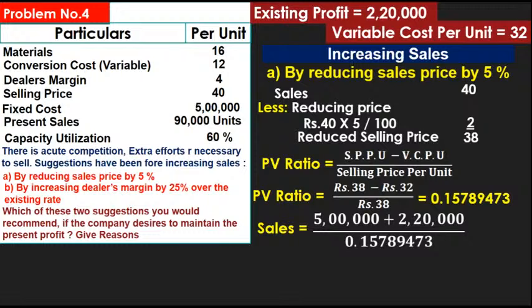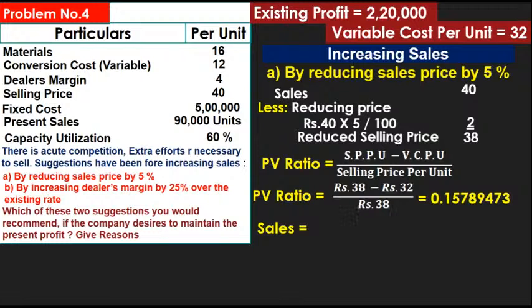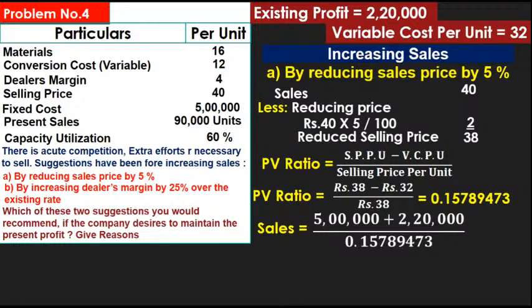2,20,000. Now see that sales is equal to fixed cost plus desired profit divided by PV ratio. Sales is equal to fixed cost plus required profit divided by PV ratio. What is the fixed cost given in the problem? Rupees 5 lakh plus required profit. What is the required profit? Already the company is making a profit of rupees 2,20,000, divided by PV ratio.